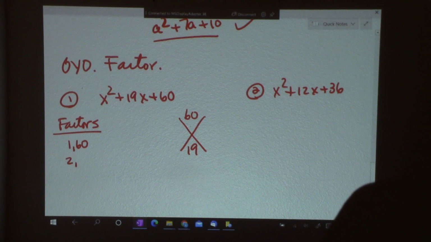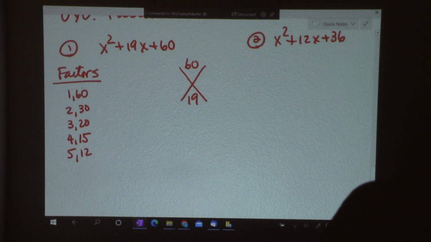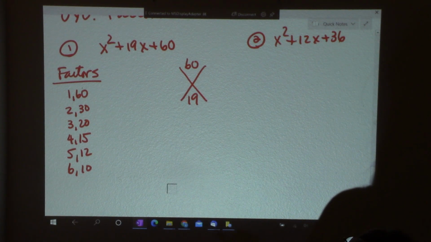Does 2 go into 60? Yes. Does 3 go into 60? Yes. Does 4 go into 60? Yes. Does 5 go into 60? Uh-huh. How about 6? Yep, 6 times 10. Does 7 go into 60? No. Does 8 go into 60? No. Does 9? Not evenly, and then I get to 10. So with 6 and 10, I have 6 and 10, I tried 7, 8, 9. I have moved outside in, so I know I've covered all of the possible factors.